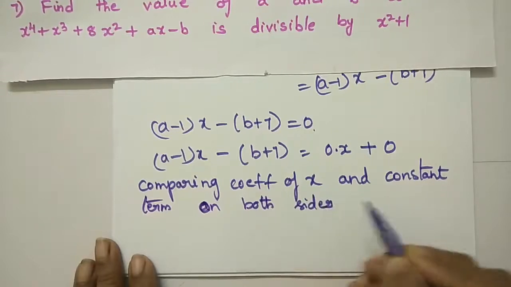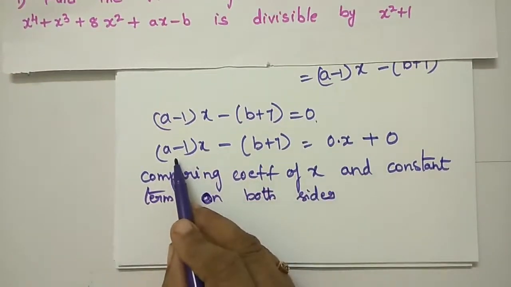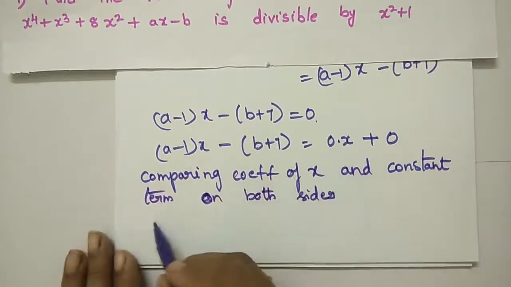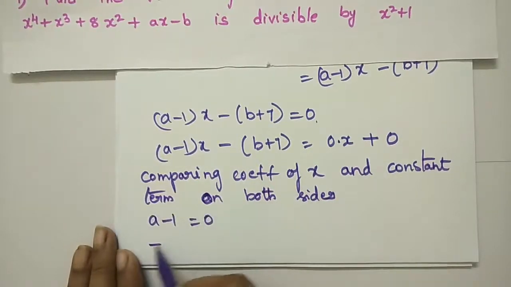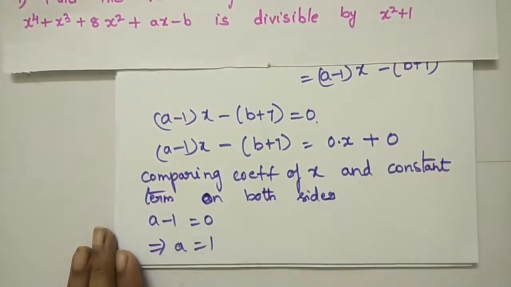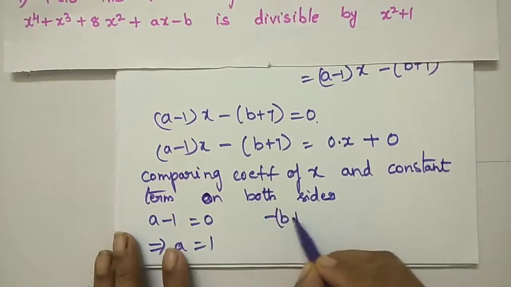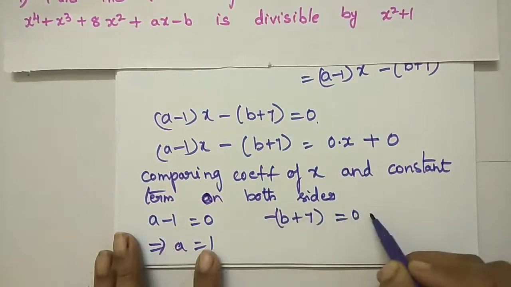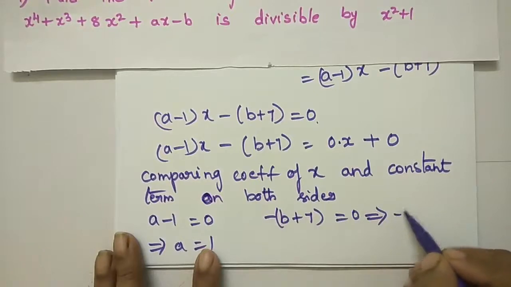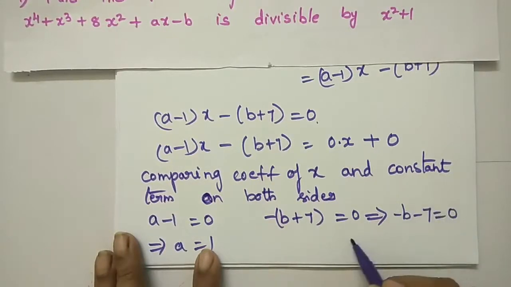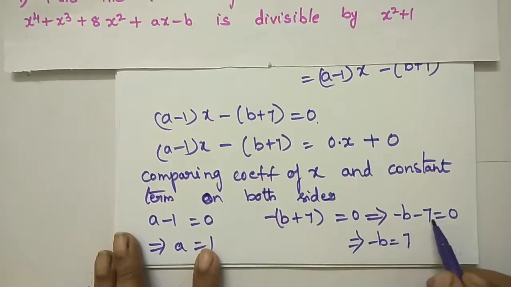Okay. Here a minus 1 is there, quotient of x is, here it is 1, here it is 0. So a minus 1 is equal to 0, you will get a equal to 1. Okay. Here it is minus b, minus of b plus 7 equal to 0. So this is nothing but minus b minus 7 equal to 0. So minus b equal to this minus 7 on going to right hand side becomes plus 7. So this is finally b equal to minus 7.